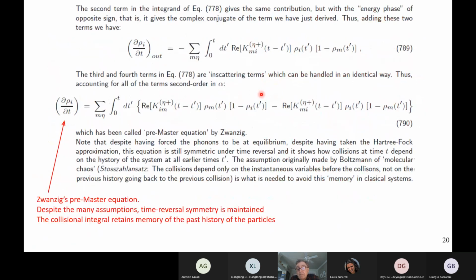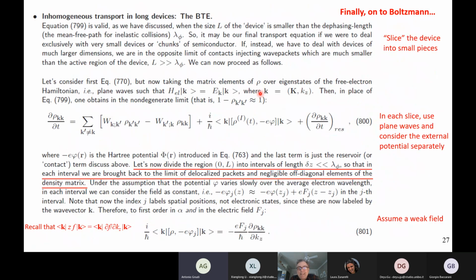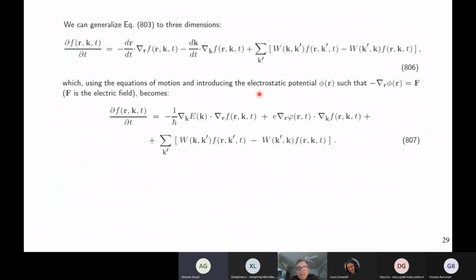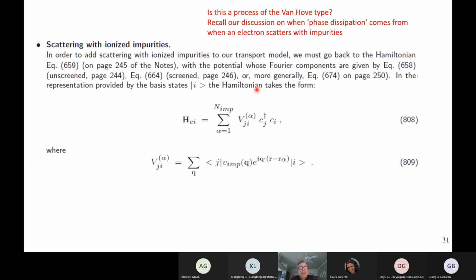I hope it's clearer. It's the best I can do. Okay, it's a tricky business.